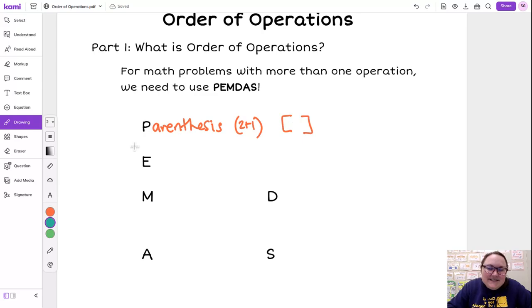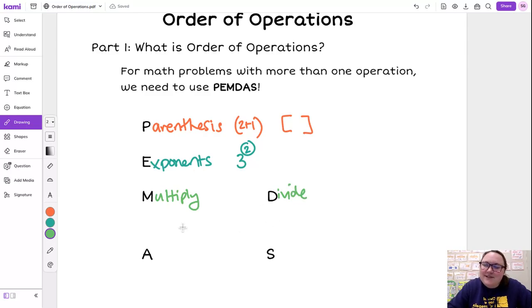After any parentheses in the problem, we need to do our exponents. We learned about exponents back in Unit 2. For example, exponents look like this, that tiny little number there. And so the next thing we look for in our math problem is any exponents, and we do that math next. The M and D in PEMDAS stand for multiply and divide.